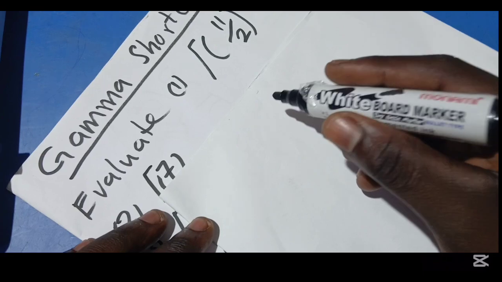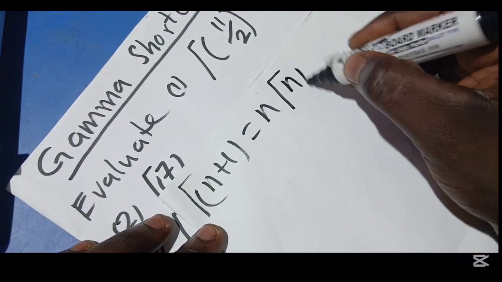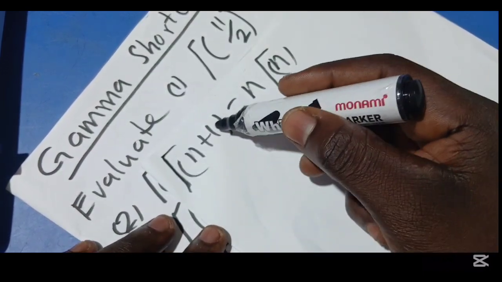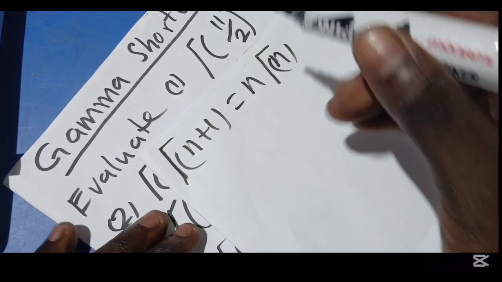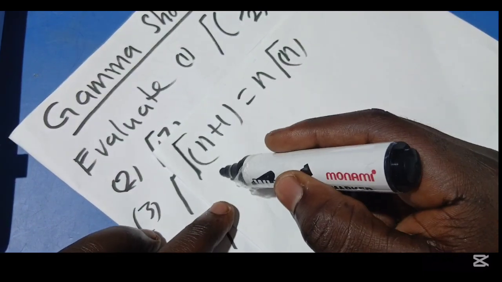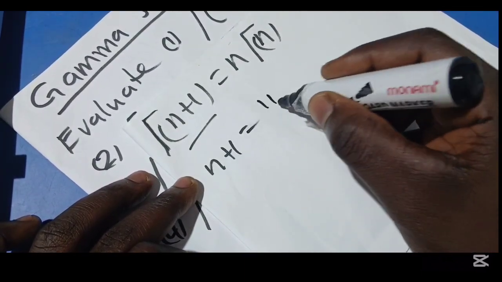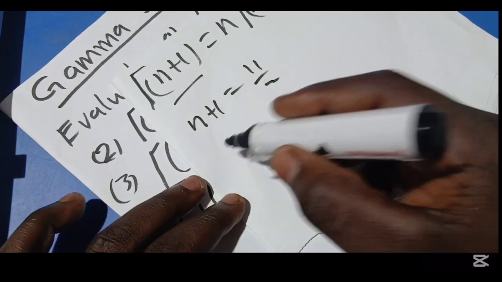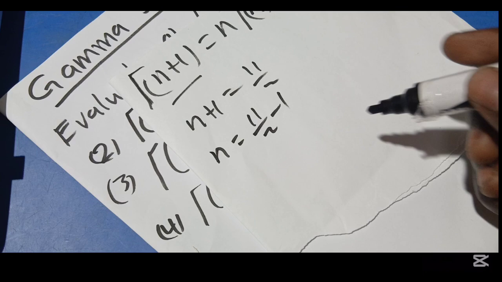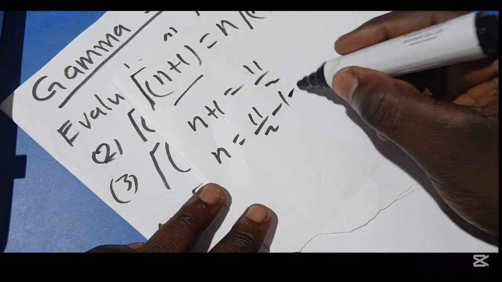And we know that for gamma 11 on 2, we are using this formula because it is a fraction: gamma n plus 1 equals n gamma n. So we are trying to express 11 on 2 in the form of n plus 1. Let's say we want something to add to 1 that will give us 11 on 2. So n plus 1 equals 11 on 2, so n equals 11 on 2 minus 1. Subtracting 1 from 11 on 2 gives us 9 on 2.